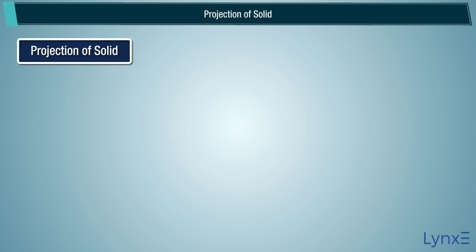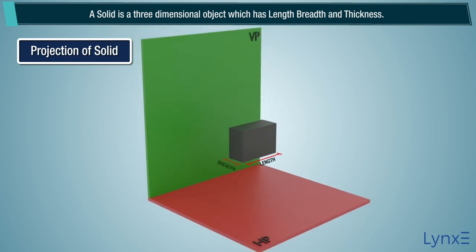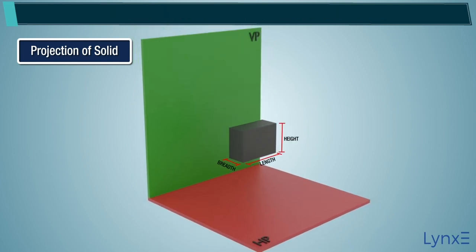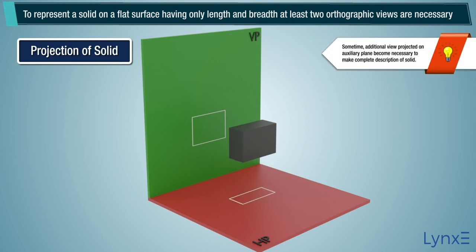Projection of solid. A solid is a three-dimensional object which has length, breadth, and height. To represent a solid on a flat surface having only length and breadth, at least two orthographic views are necessary. Note: sometimes an additional view projected on an auxiliary plane becomes necessary to make a complete description of the solid.